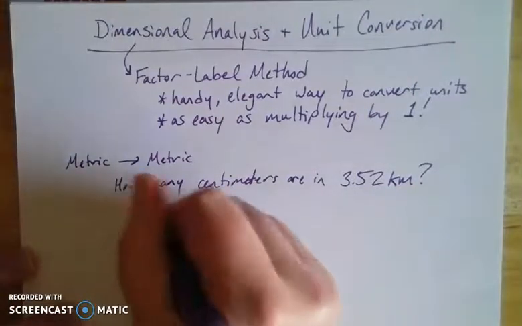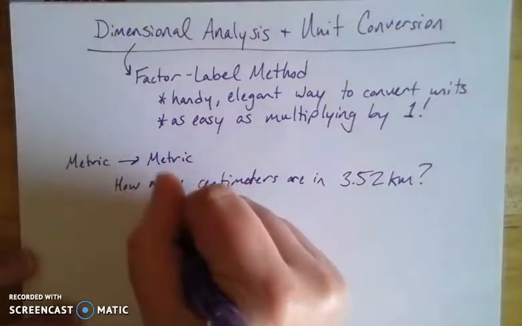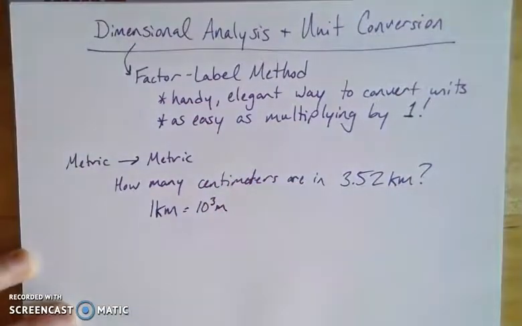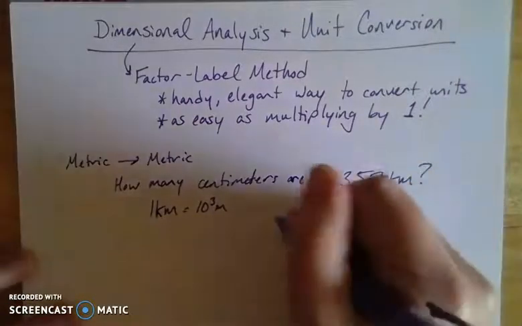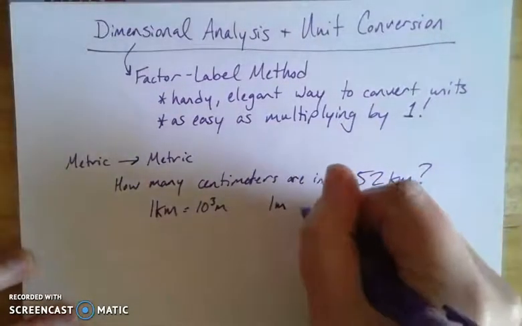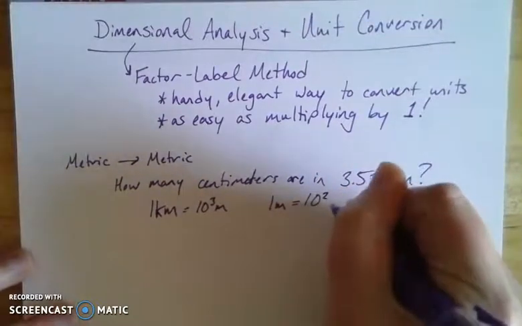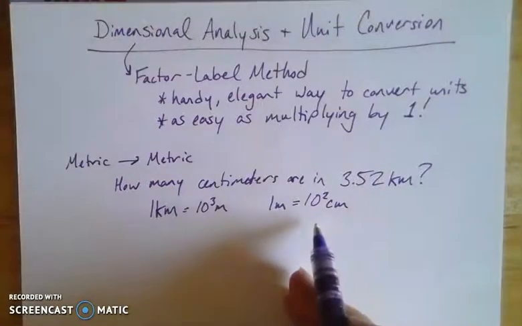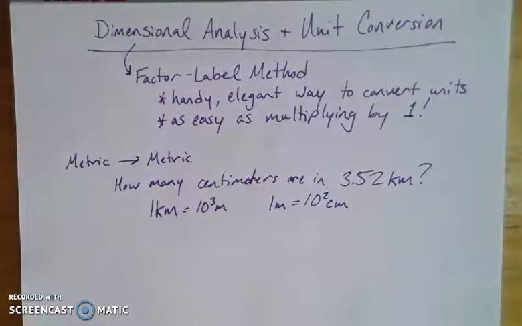So the first thing I need to know is that 1 kilometer is equal to 10 to the 3rd meters, or 1,000 meters. And another important piece of information that I need to know is that in 1 meter, in the base unit, there are 100 centimeters. And centi, like 100 cents in a dollar. That's the way that I always remember that. So if I know these relationships, then that's going to give me a ratio that I can use as a multiplying factor to go from one unit type to another.